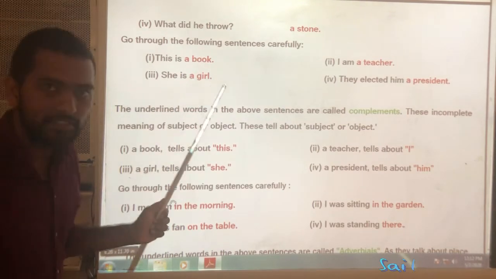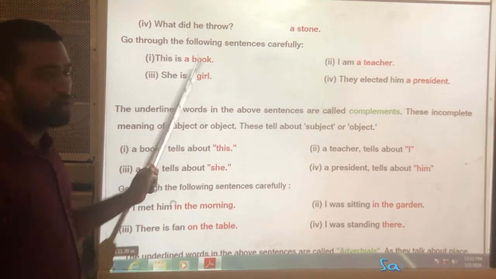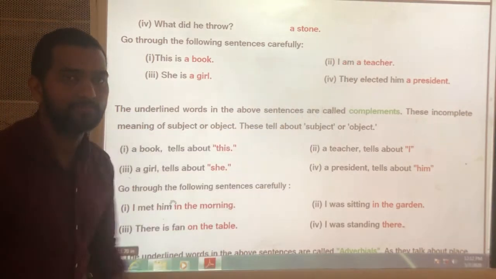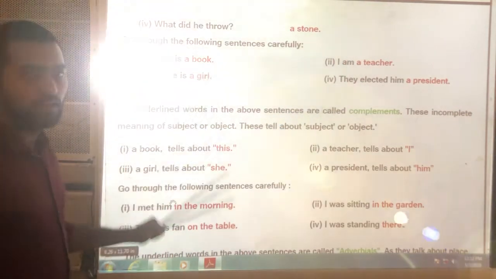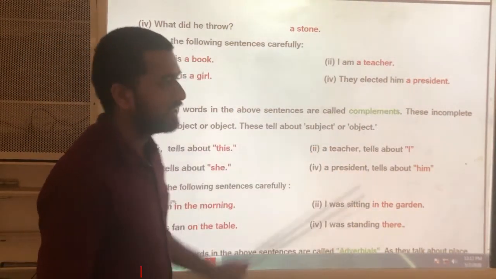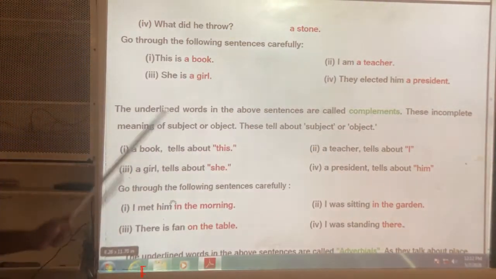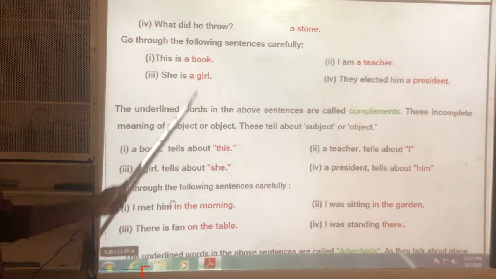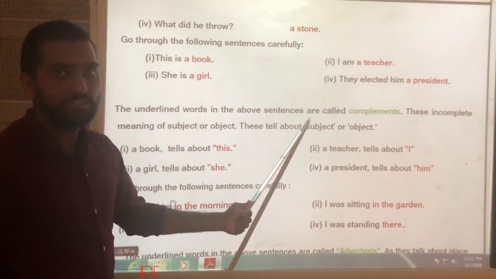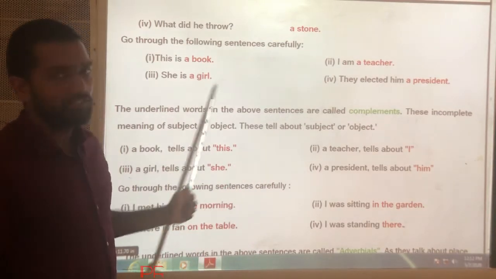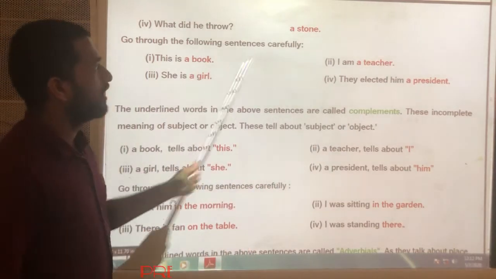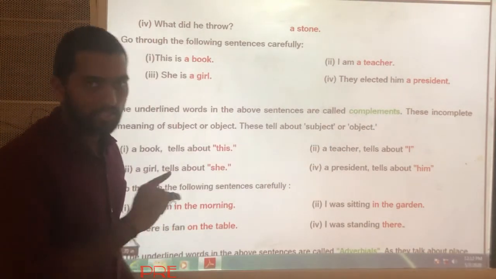I am reading the sentences now. This is a book. Second one is, I am a teacher. Next, she is a girl. They elected him a president. Okay, these are four sentences given. Now, the underlined words, meaning the red color words in these four sentences, are called complements. So, these are called complements. How? Let us discuss now.